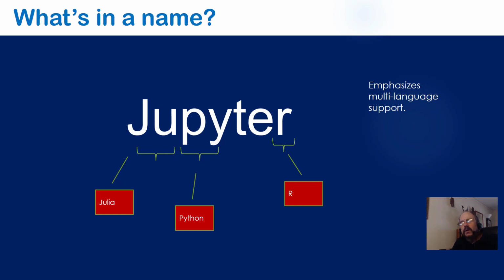The name is interesting though. Why Jupyter? Well, it actually is because the goal of that name is to emphasize multi-language support. So not surprisingly, the Pi is Python. The R at the end is R programming language, and the JU is for Julia. So the idea is to really emphasize that multi-language support.